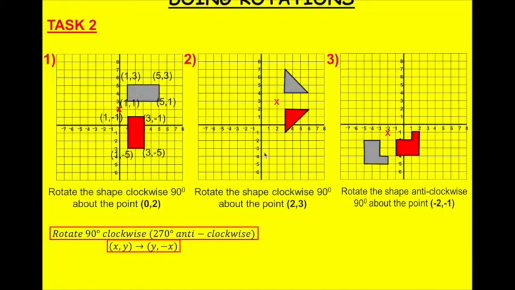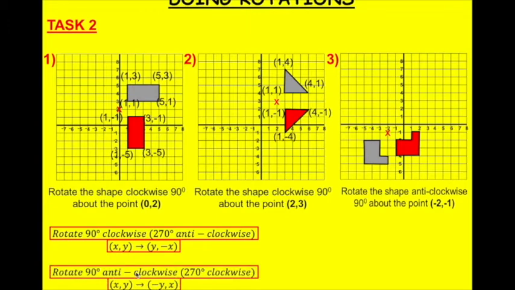I'm going to do the third one, because the second one is just the same. You can check that later. The third one is anti-clockwise, and we have a different set of rules, which is we change point (x, y) into (-y, x). So let's take a look.